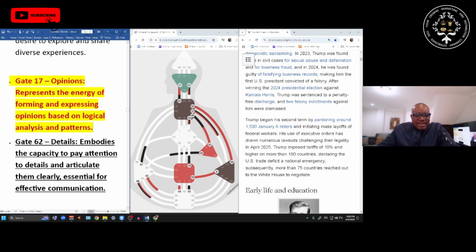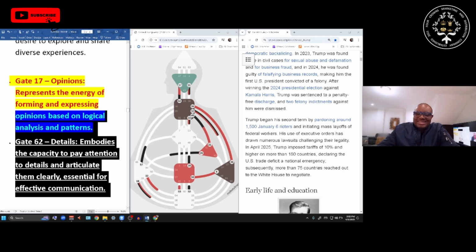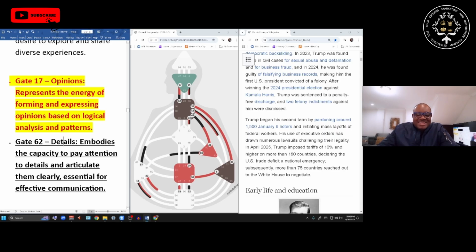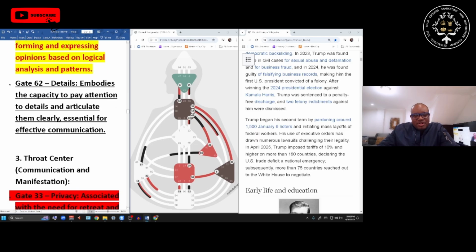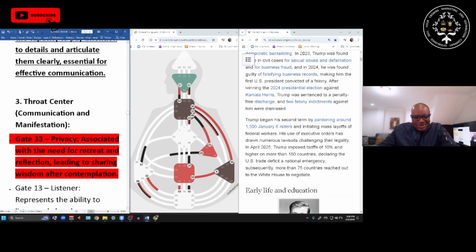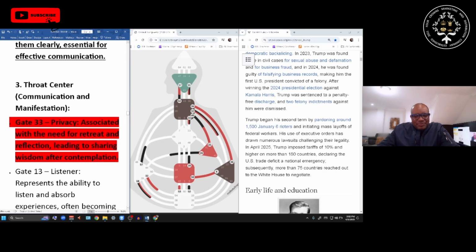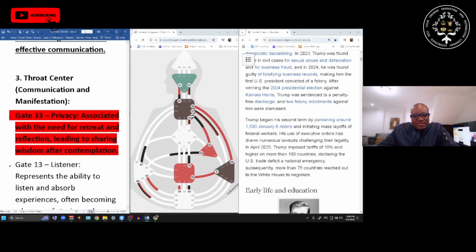Anyway, 62 embodies the capacity to pay attention to details and articulate them clearly, essential for effective communication. So I think sometimes it's difficult to say it, but he did a great job on that, despite how we may feel about it. And I'm trying to be unbiased here, right? So, throat center. All right, so let's look at some of those lines there.